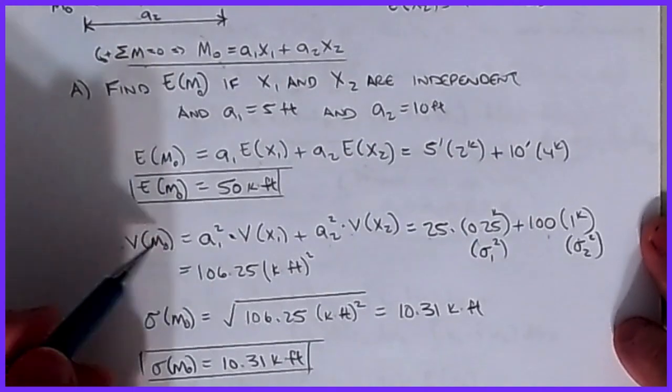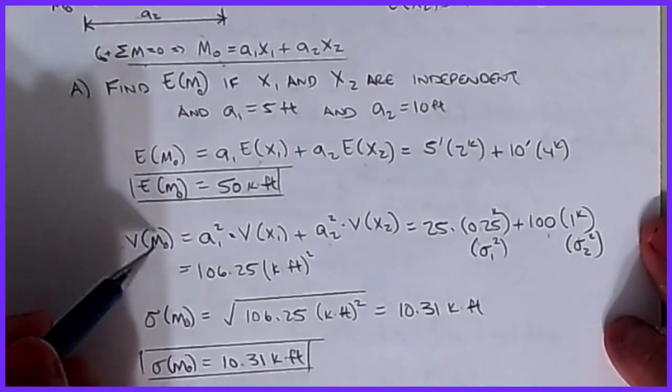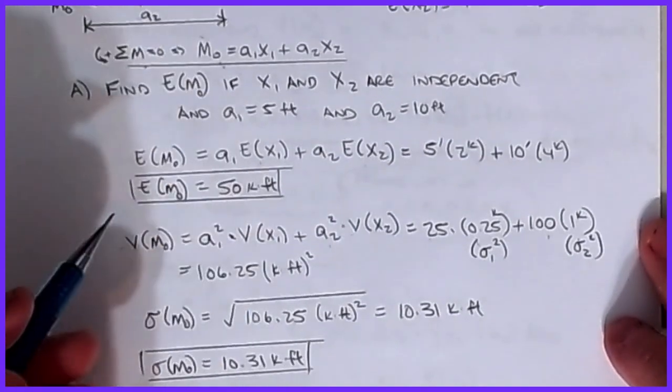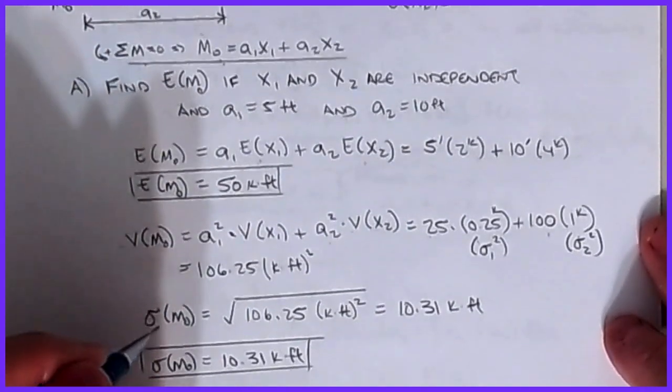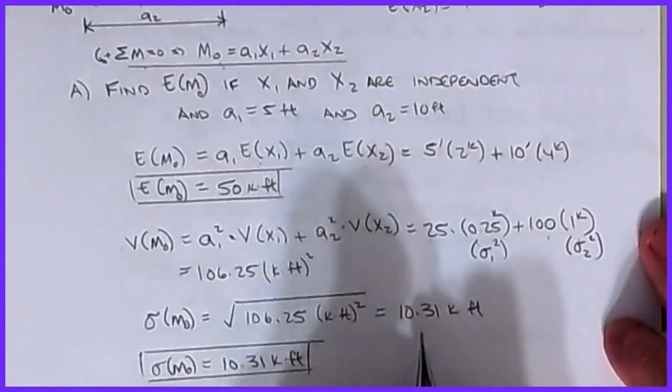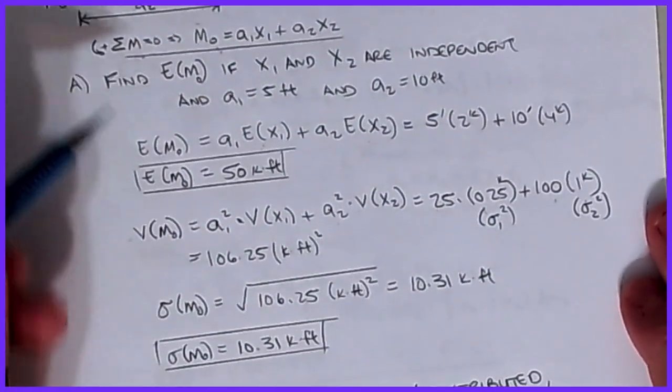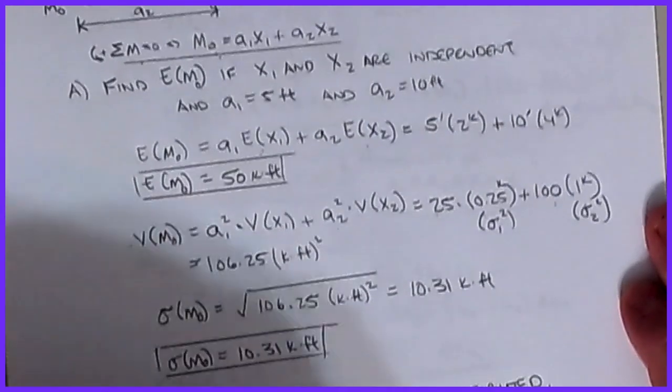So if I do the math on this, you can find out that the variance of this calculation is 106.25 kip feet squared. And so the standard deviation is just the square root of that number, which is 10.31. All right, so that's my expected value and my standard deviation for this linear combination as it's set up.